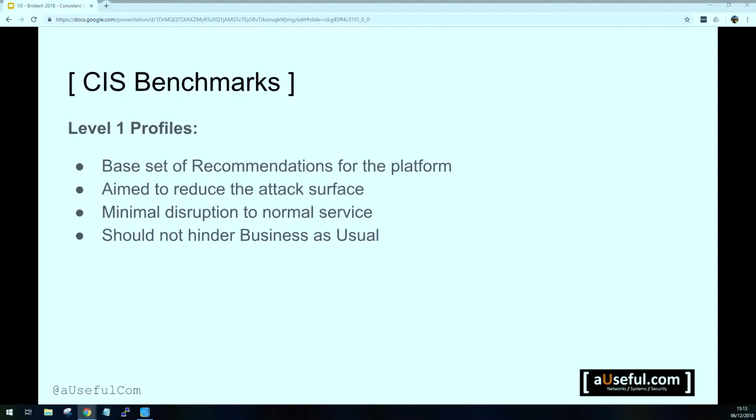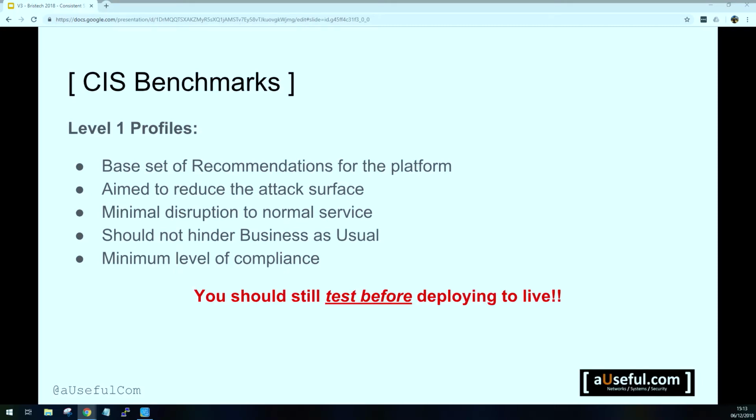The idea is applying a level 1 shouldn't hinder your business as usual operations. They represent what that benchmark community considers to be the minimum level of compliance and change from the default state that is required to improve the posture of that target system. Now, I did say we do a lot of testing, and we aim to have no impact with a level 1, but we give notes and we give impact assessments or impact statements along with each recommendation. We would suggest that you read them and that you do test before deploying to your live £1 million system.